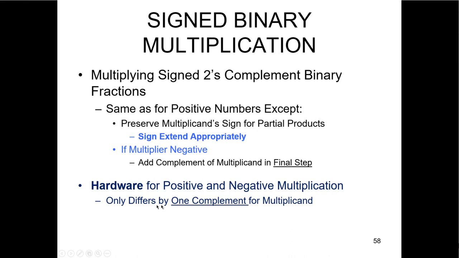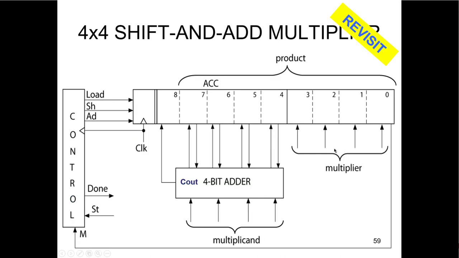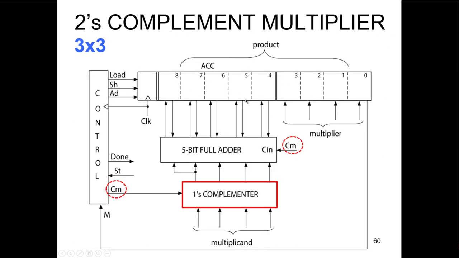So the hardware for positive and negative multiplication differs by a one's complement of the multiplicand. All right, so I'm not going to test you on this, I just want you to look at it. So if you think about this shift adder, you have this multiplicand number that comes in, and then you have to have a 1's complementer here. And at the final step, if the multiplier sign is 1, you have to add a complement of the multiplicand. And you have a 1's complementer, and then you add the 1 in here, and that gives you the 2's complement, basically.